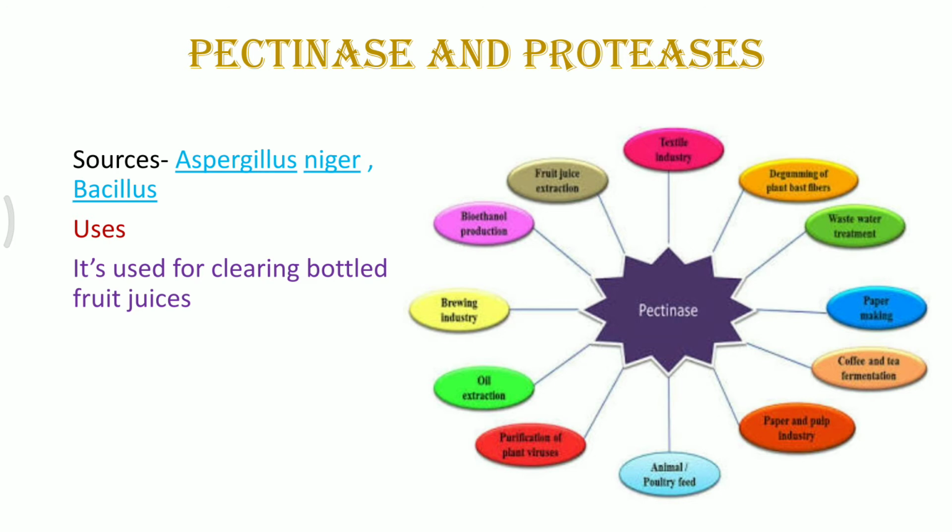What about protease? Proteases are substances which are capable of breaking down proteins into smaller particles like amino acids. So both these enzymes are extracted from Aspergillus niger and Bacillus. Aspergillus niger is a fungus, whereas Bacillus is a bacterium, and both can be used for various purposes. Like, first of all, pectinase is breaking down the food.